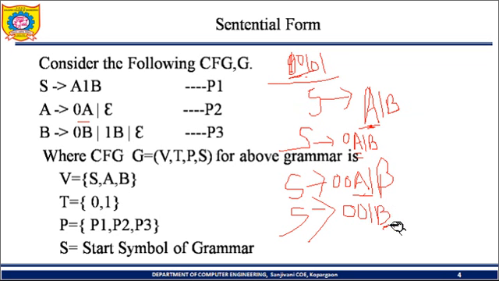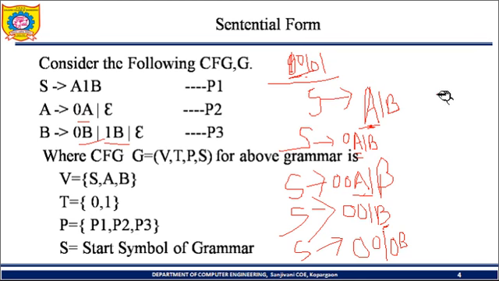Actually in the production only one variable is left, that is B. B has three productions: 0B, 1B and epsilon, and actually after 1 again we want 0. So we should replace that B with 0B. So it will be 0 0 1, and after that B is replaced with 0B. Now this 0 is over. After that again we want 1, and only one variable is there, B. So again we should replace that B with 1B.